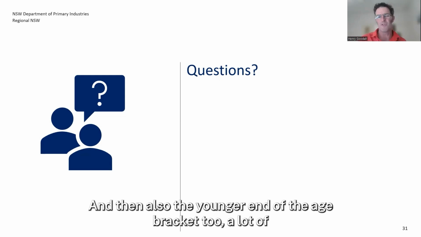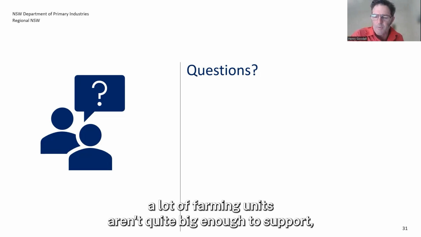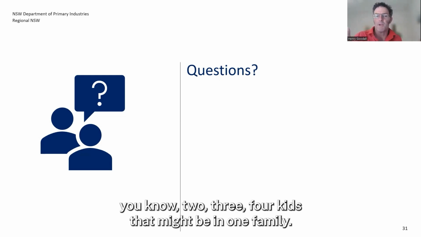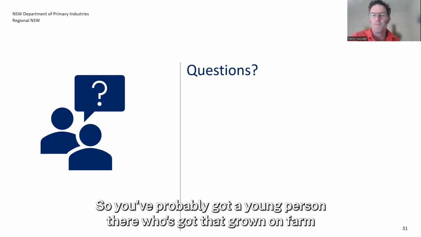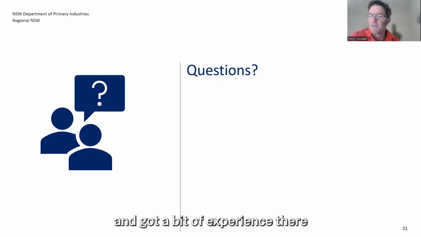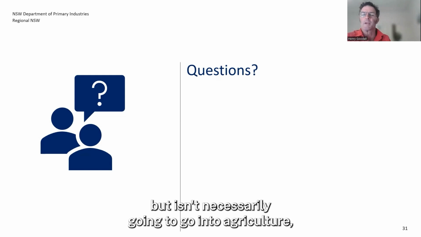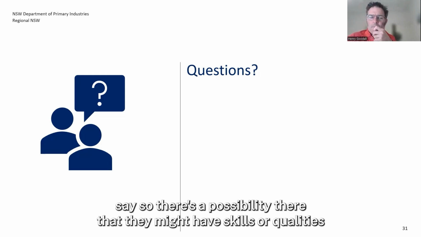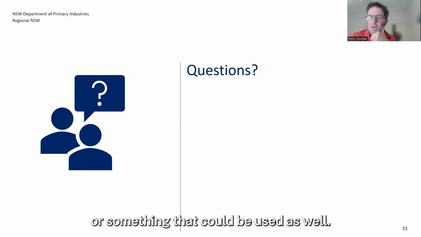And then also the younger end of the age bracket too. A lot of farming units aren't quite big enough to support, you know, 2, 3, 4 kids that might be in one family. So you've probably got a young person there who's grown up on the farm and got a bit of experience there, but isn't necessarily going to go into agriculture per se. So there's a possibility there that they might have skills or qualities or something that could be used as well.